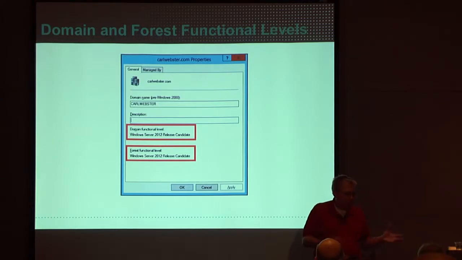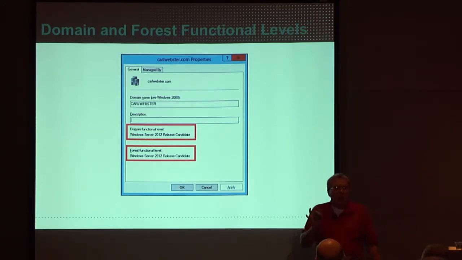ADPrep no longer has to be manually done. It's all part of the new promotion process. Everything can now be done via PowerShell, and you can now save all the PowerShell scripts. So what I did, by taking all the options, I've saved all the PowerShell scripts. All the PowerShell scripts are in the PDF that you can get. Are there any questions on domain and forest functional levels?